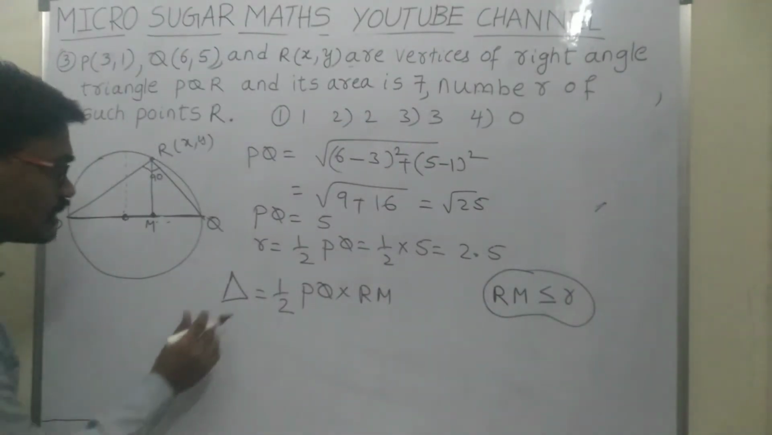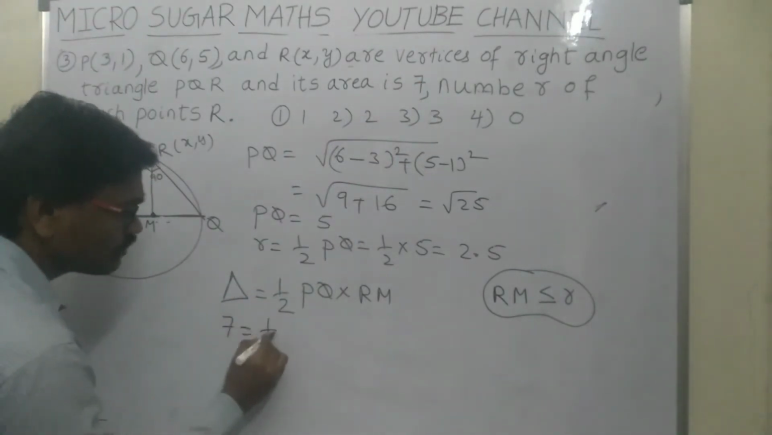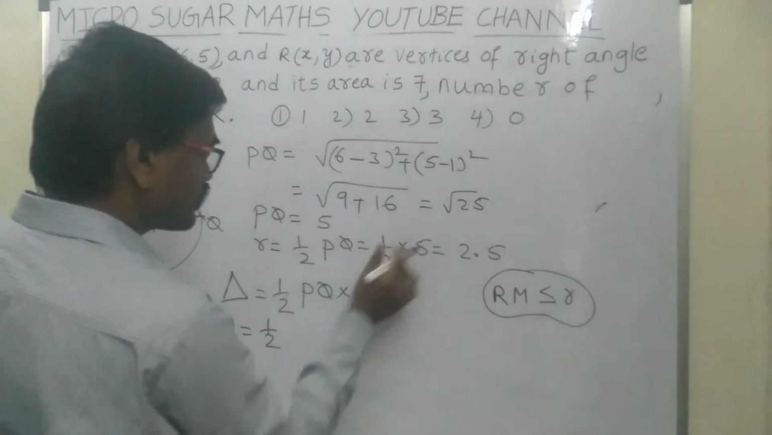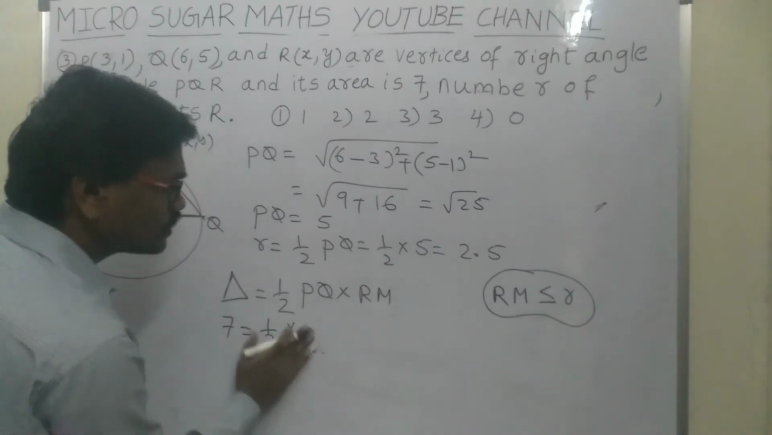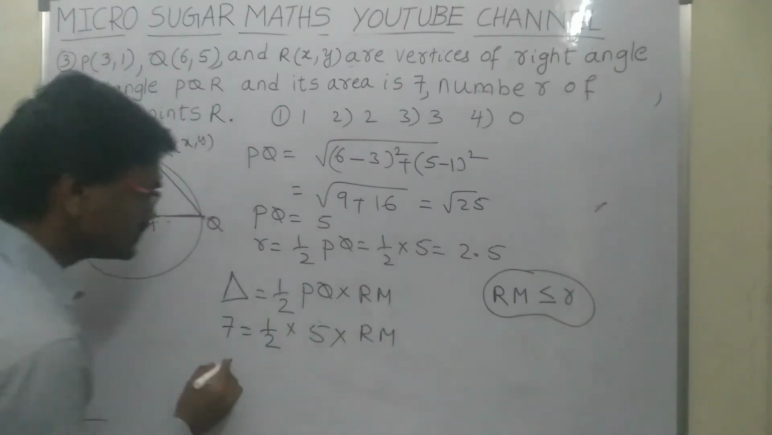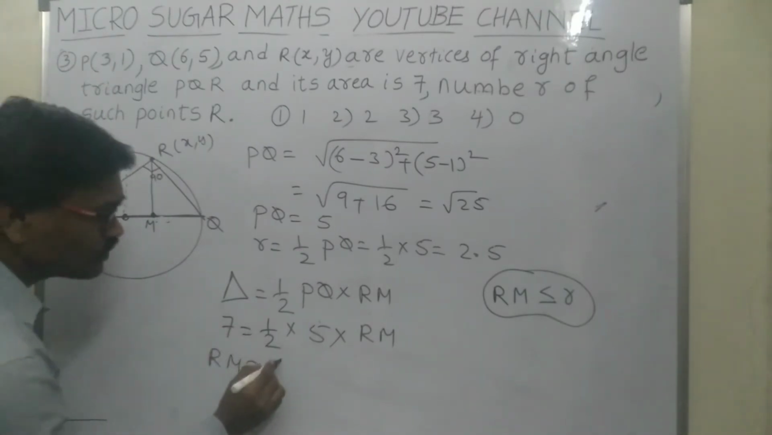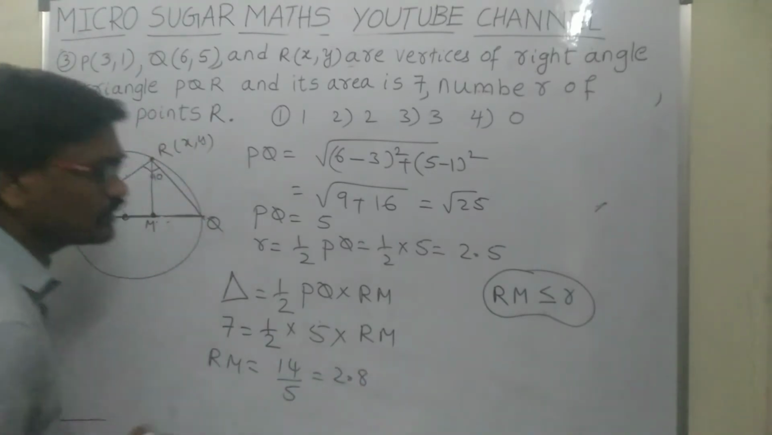Now students, what is your delta value? Your delta value is 7, which is equal to 1 by 2 into PQ value. PQ value is 5, into RM value. Now students, your RM is equal to 7 into 2, 14 by 5, which is equal to 2.8.